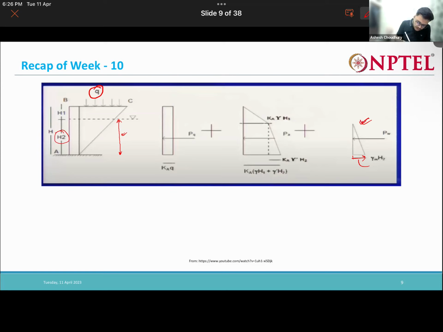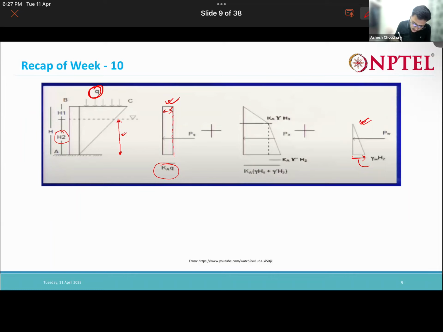Then for this Q, we will be getting a distribution like this. The Q value is same everywhere. So the lateral stress due to Q will be nothing but K into Q everywhere. So it will be a rectangular distribution. Now let us see here.